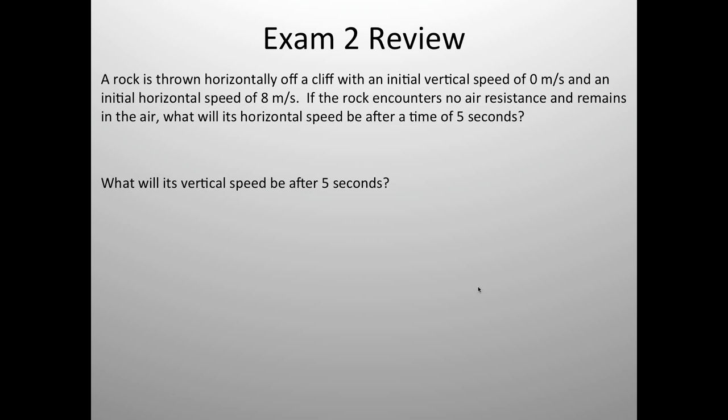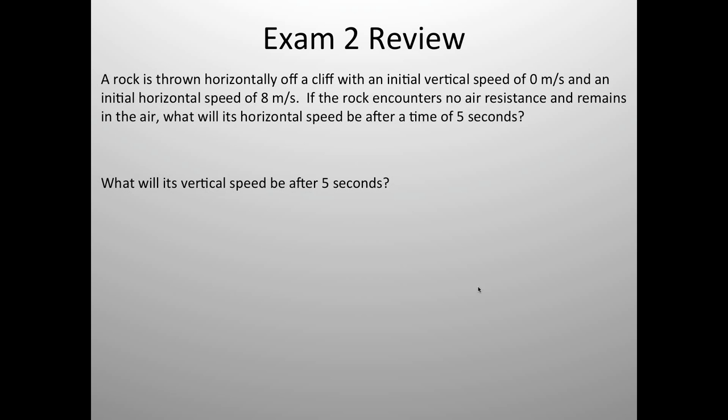All right, a rock is thrown horizontally off a cliff with an initial vertical speed of 0 and an initial horizontal speed of 8 meters per second. If the rock encounters no air resistance and remains in the air, what will its horizontal speed be after a time of 5 seconds? So this is asking about projectile motion.